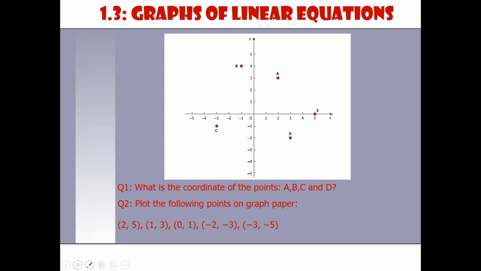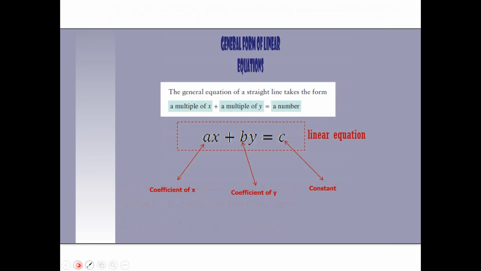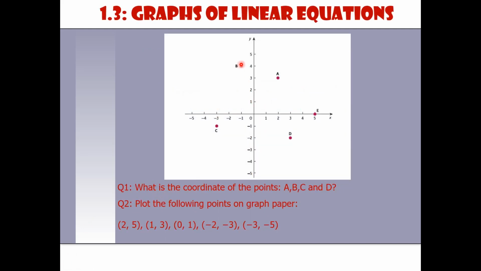Okay, let's have this example. What are the coordinates of the points? Here we have the points A, B, C, D, E on the coordinate system, and we want to label each of them. So for the first point, if you want to find the coordinates of point A, we have to start from the origin and move along the positive x-axis until we reach a point just below A.